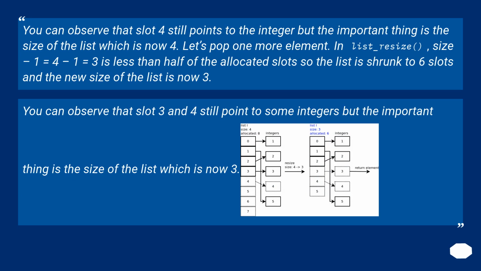In list_resize, size - 1 = 4 - 1 = 3 is less than half of the allocated slots, so the list is shrunk to 6 slots and the new size of the list is now 3. You can observe that slots 3 and 4 still point to some integers, but the important thing is the size of the list, which is now 3.